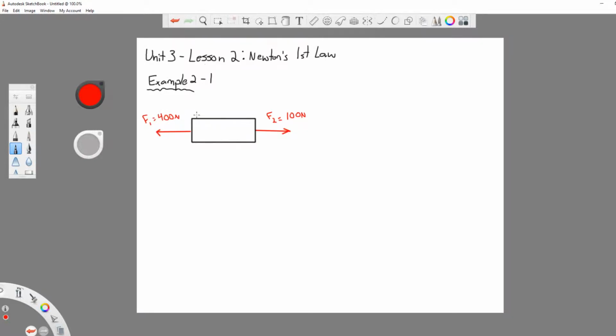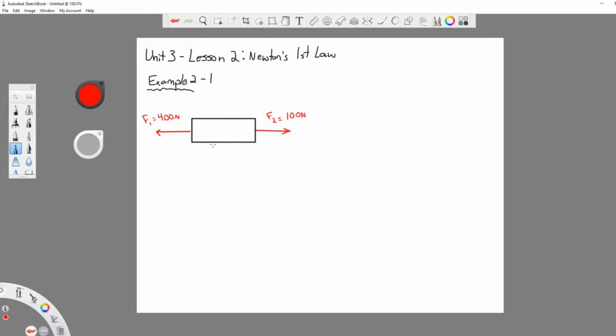Now, this set of examples, these 3 example questions, it's introducing the idea of an equilibrant. Now, an equilibrant is a force that's going to make our net force 0. Okay, it's something we're going to be adding to the system to sort of cancel out any forces that we have going on. So we can see it's almost obvious in this first example. We have force 1 pulling 400 newtons to the left, force 2 pulling only 100 newtons to the right.